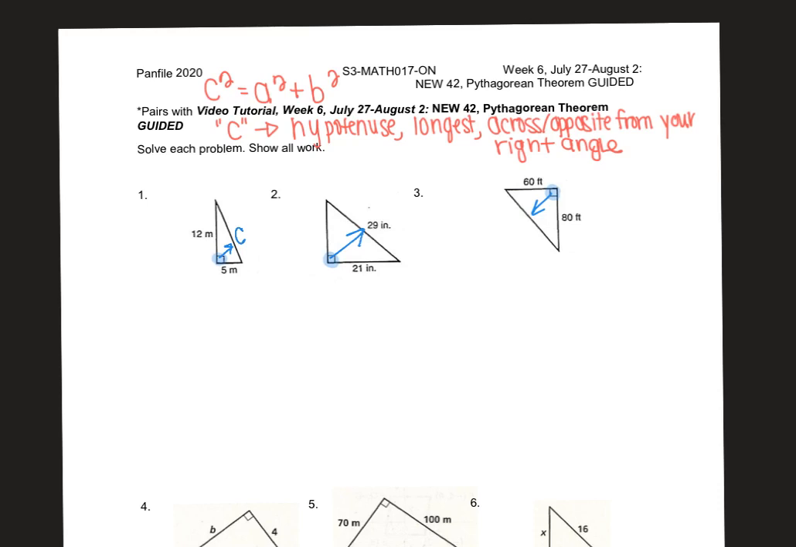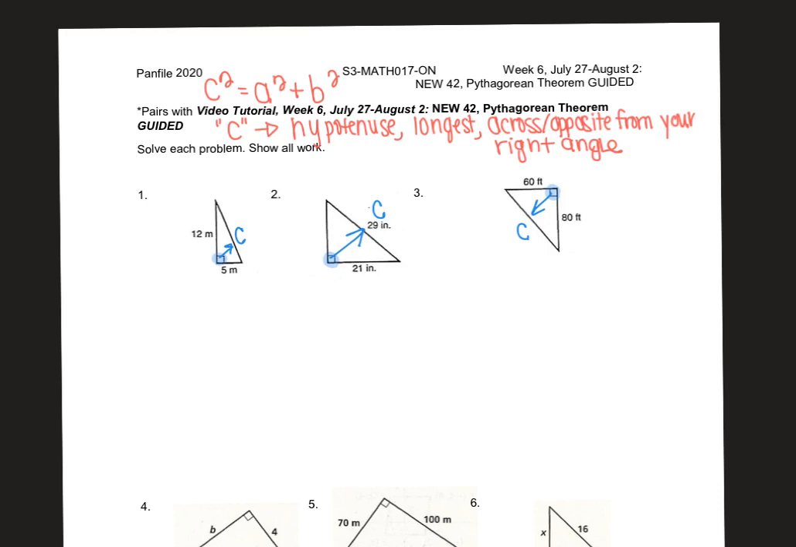In number 2, if you live in that little box, your next door neighbor would be 21. They're right next to you. Your neighbor across from you would be the 29. In number 3, 60 and 80 are your next door neighbors, which makes the C across from it your opposite neighbor, or your across the street neighbor.